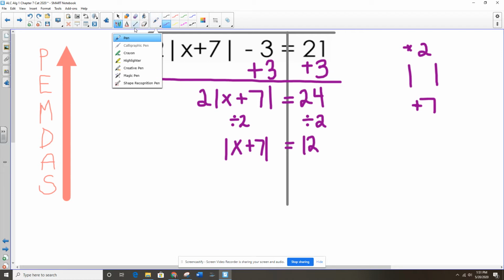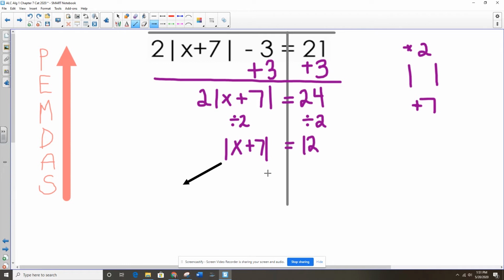Now, if you remember, this is a good indication that there's going to be 2 answers, that we have to do something to get those 2 answers. And I imagine stretching this out so that it goes into 2 different problems. So my 2 different problems are X plus 7 equals, and X plus 7 equals. So what numbers have an absolute value of 12? The correct answer is 12 and negative 12.